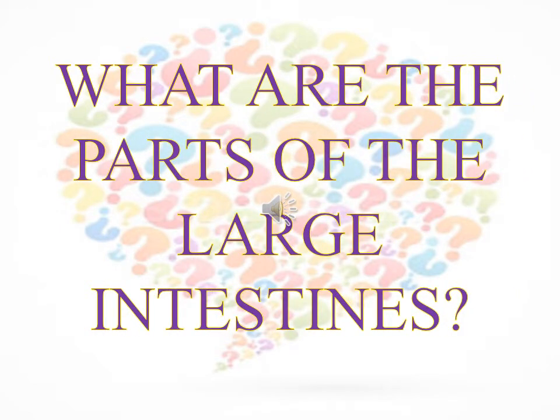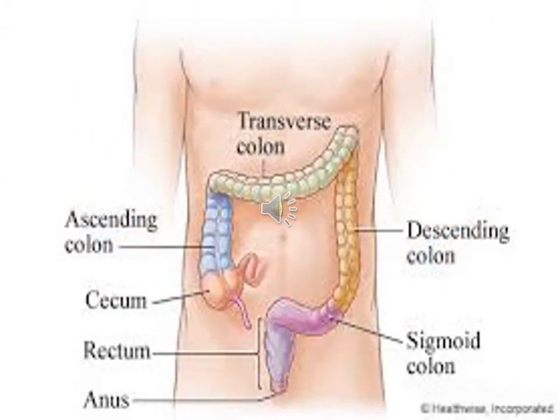What are the parts of the large intestine? The cecum, ascending colon, transverse colon, descending colon, sigmoid colon, and appendix.